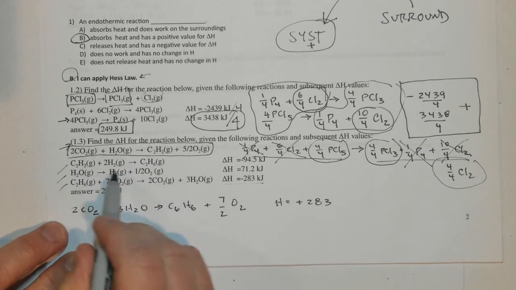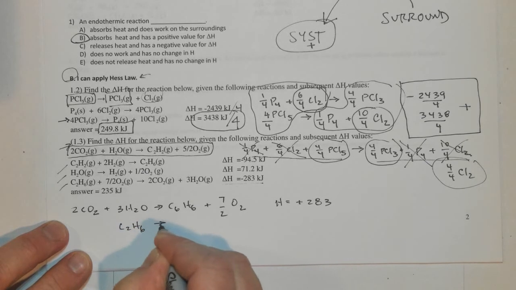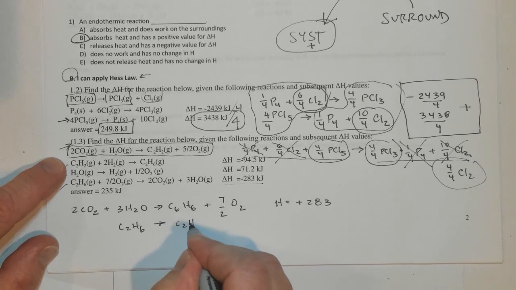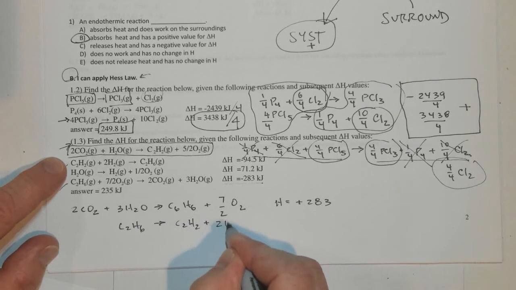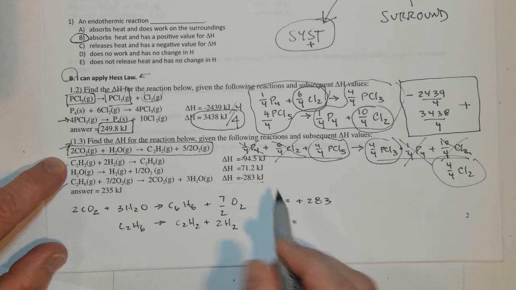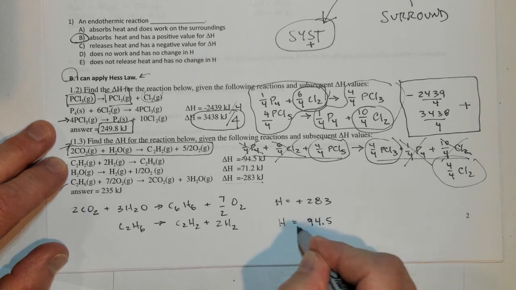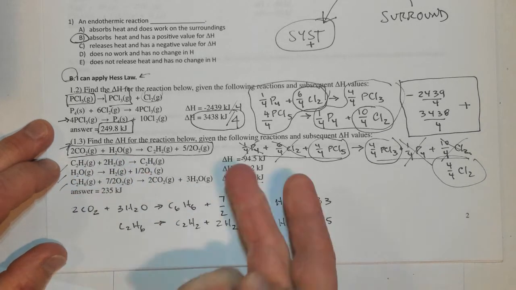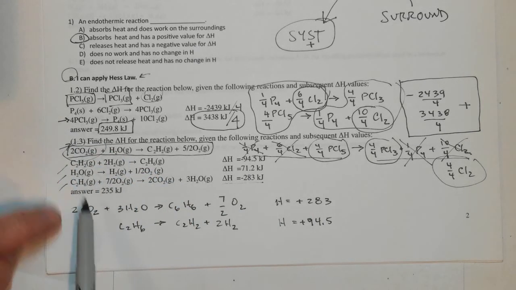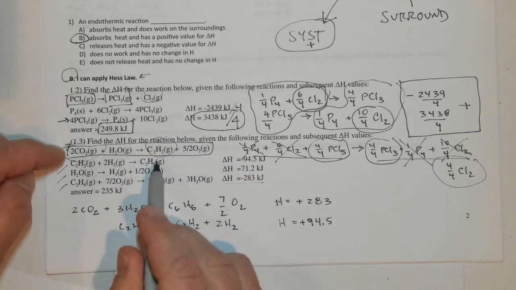So when I do this reaction in reverse, I'll end up with C2H6, arrow. Try to keep your arrows lined up so you can be organized. And then that goes to C2H2 plus 2H2. And then the enthalpy for this reaction ends up being the opposite, not negative 94.5, but 94.5, a positive value. Since I reversed the reaction, I reversed the enthalpy. So far, I've got the 2CO2 that I needed for the goal reaction, and I've got the C2H2, which I need for the goal reaction.